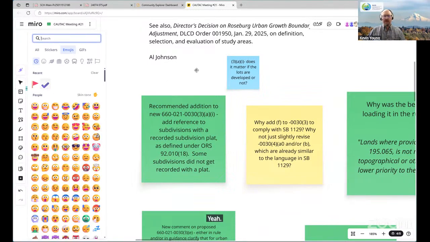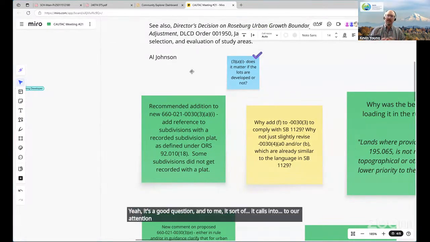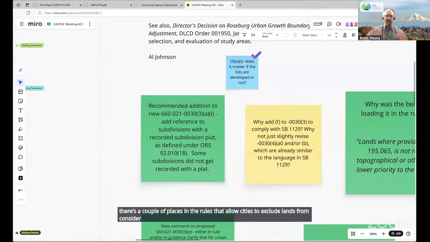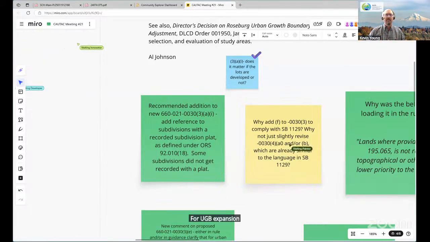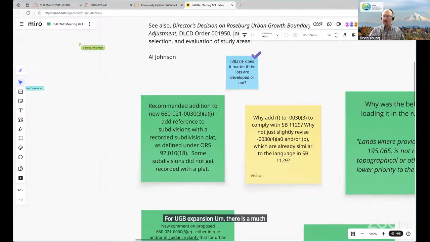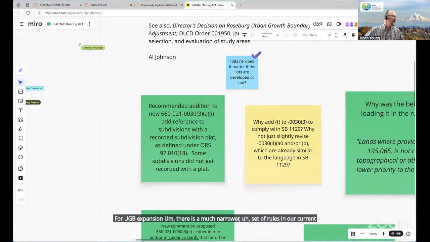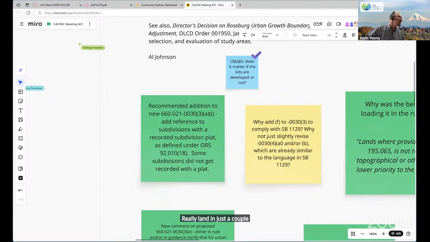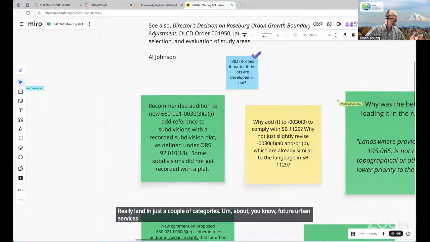Yeah, it's a good question, and to me it calls to our attention that there is a pretty significant difference in Division 24. There are a couple of places in the rules that allow cities to exclude lands from consideration for UGB expansion. There is a much narrower set of rules in our current urban reserve standards that talks about land in just a couple of categories: future urban services could not reasonably be provided, and maximum efficiency of land uses.